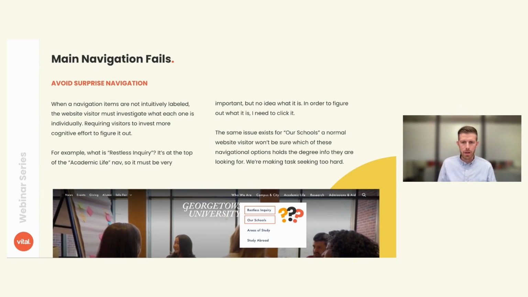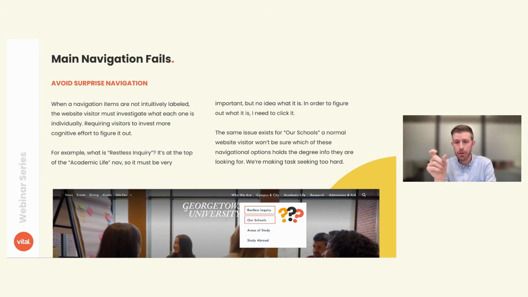A great example is, let's say I'm doing the same exact thing as before. I want to get a bachelor's in mathematics. Cool. Where would I go in the main nav? News, events, giving, alumni, info for, who we are, campus and city, academic life, research, admissions, and aid. Which one of those is going to hold the degree information I'm trying to find? Academic life, I guess. It's not super clear, but that is the right answer here.